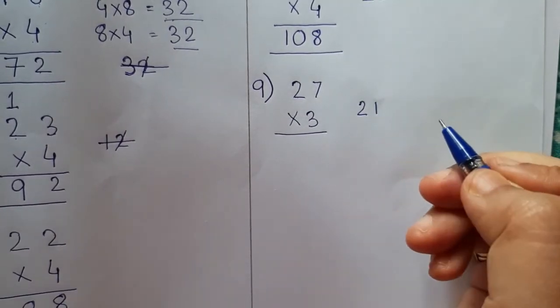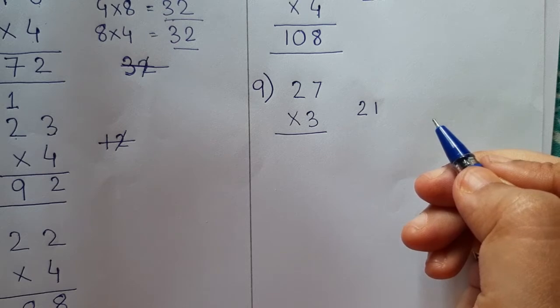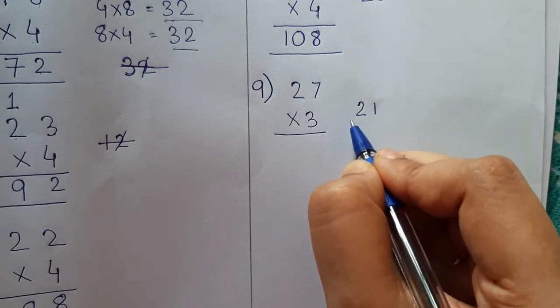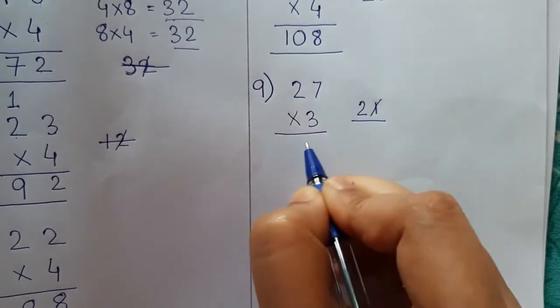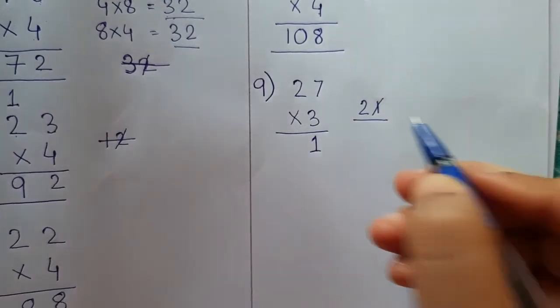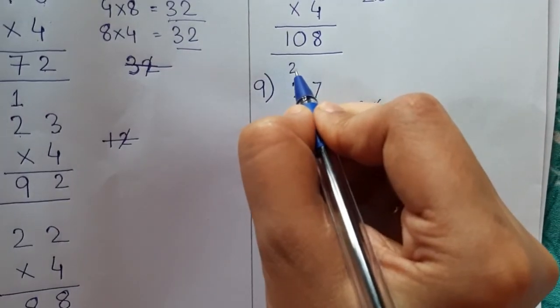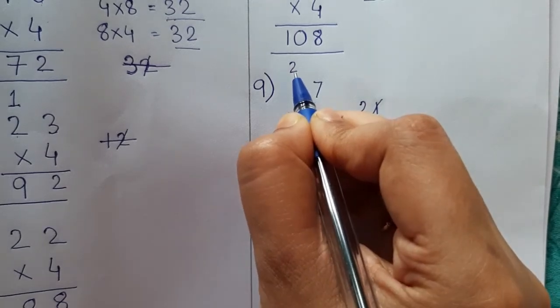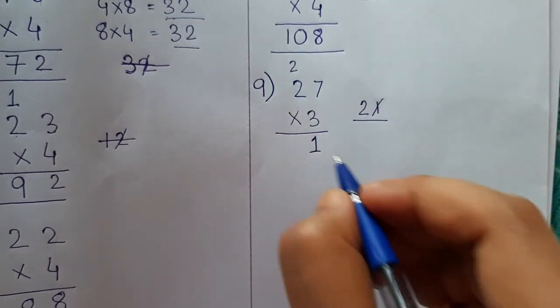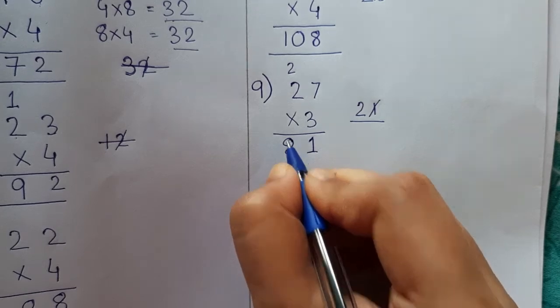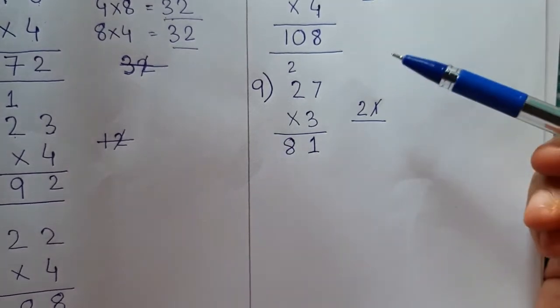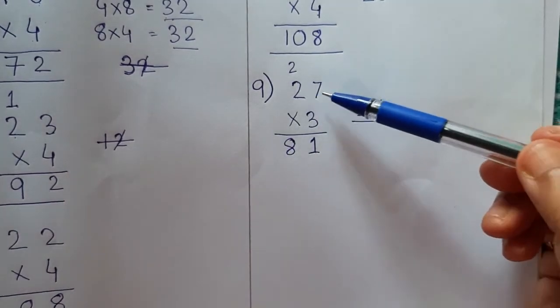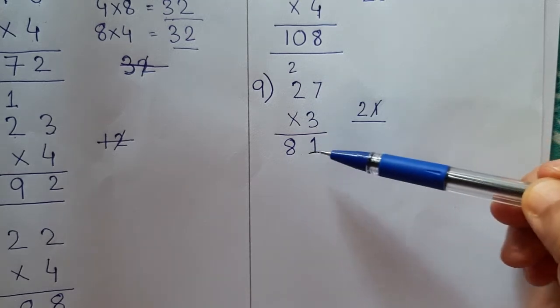Now you tell me, what are we going to do? Yes, we are going to take this one and quickly put it here and carry forward this 2 here. So 3 2s are 6. 6 plus 2: 7, 8. So 27 into 3 becomes 81.